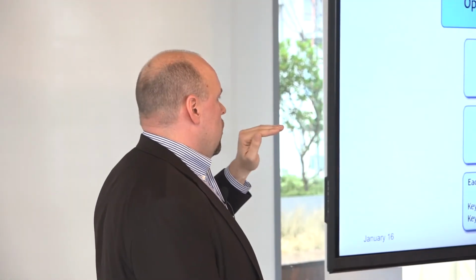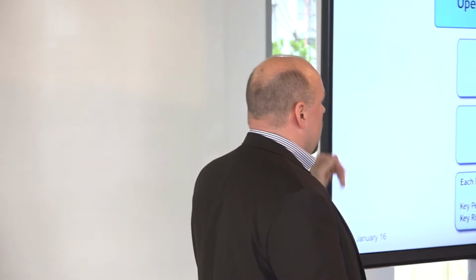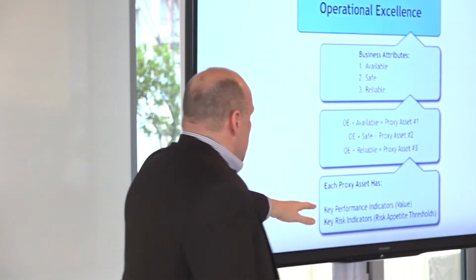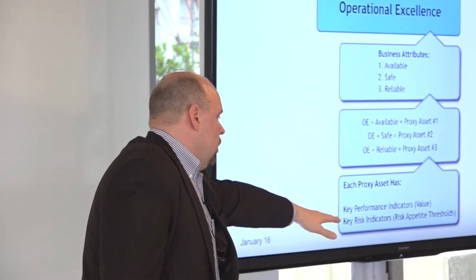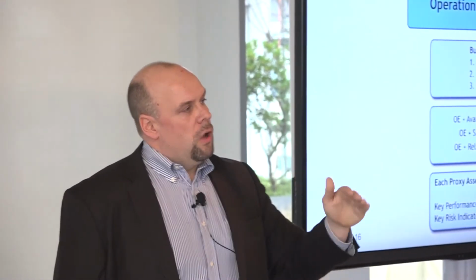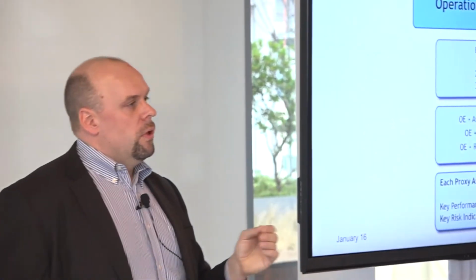Availability can be defined in terms of uptime or less unplanned downtime, perhaps, if you take the opposite view. That becomes my means of actually establishing what my value metric is going to be. And then my risk indicators is how much do I allow for that. So just a very easy example, but you can do that for each one of these attributes to build out what's of value to this organization.